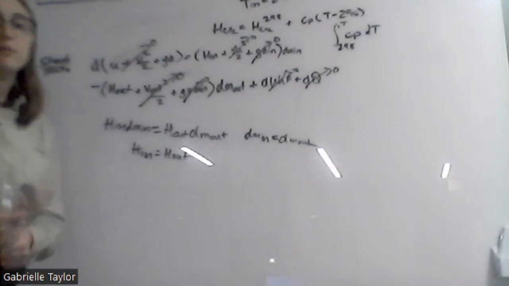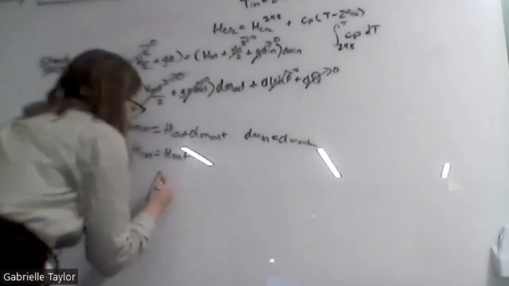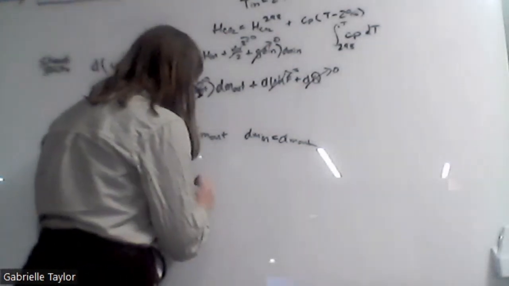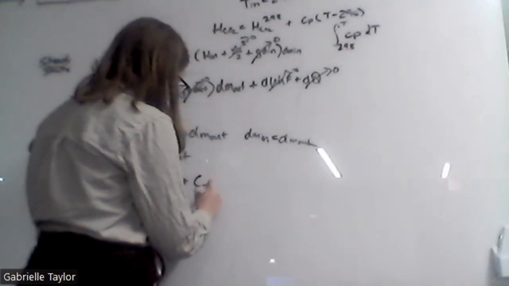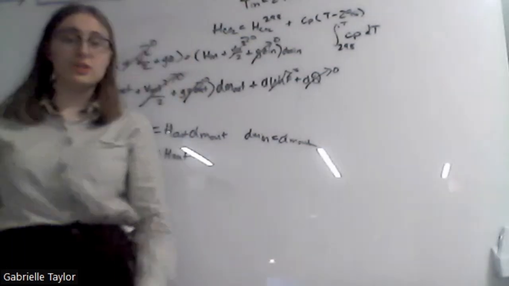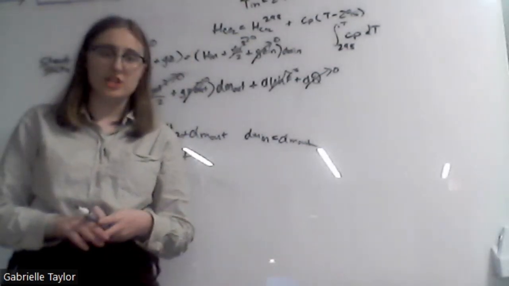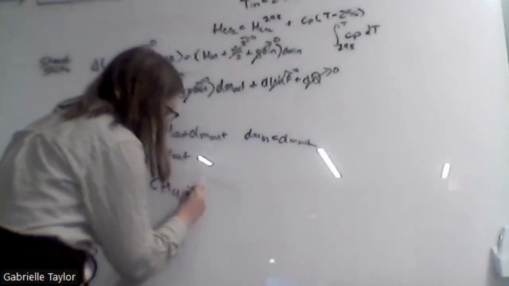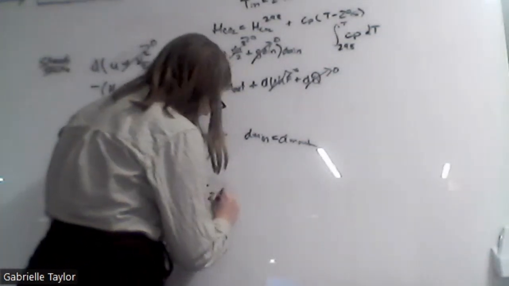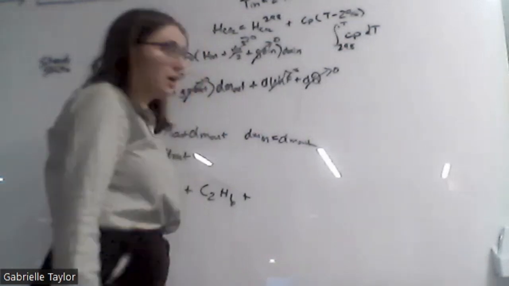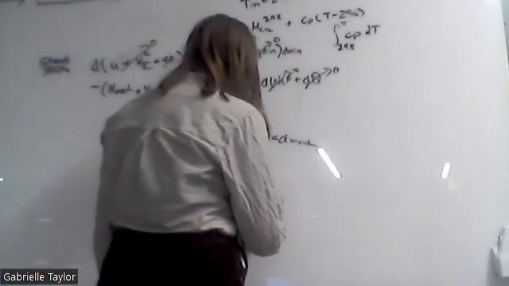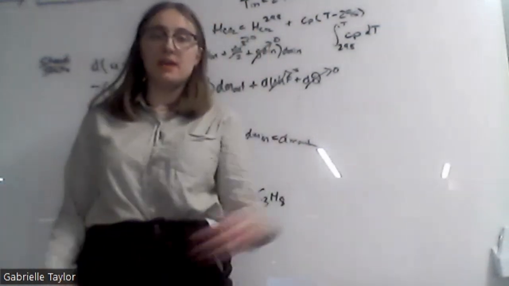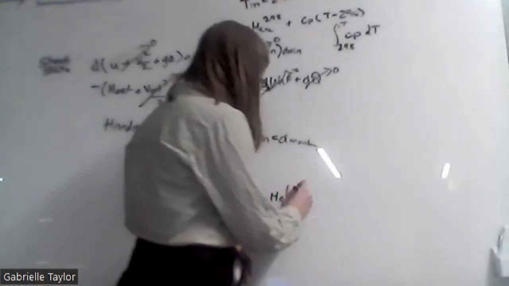Let's write out our chemical equations. So the chemical equation is going to be methane, which is CH4, plus ethane, which is C2H6, and propane, which is C3H8. And this is a combustion reaction, so we're going to have oxygen, which is O2.